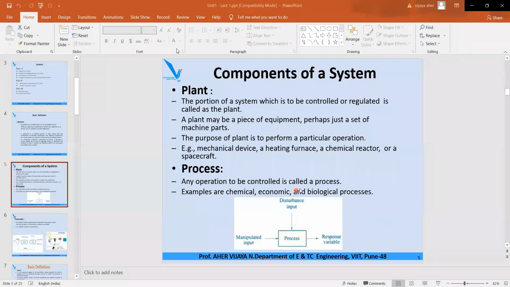So process. Any operation to be controlled is called a process. I have given 3-4 examples of process. At home, from the morning when we wake up, everyone drinks tea.